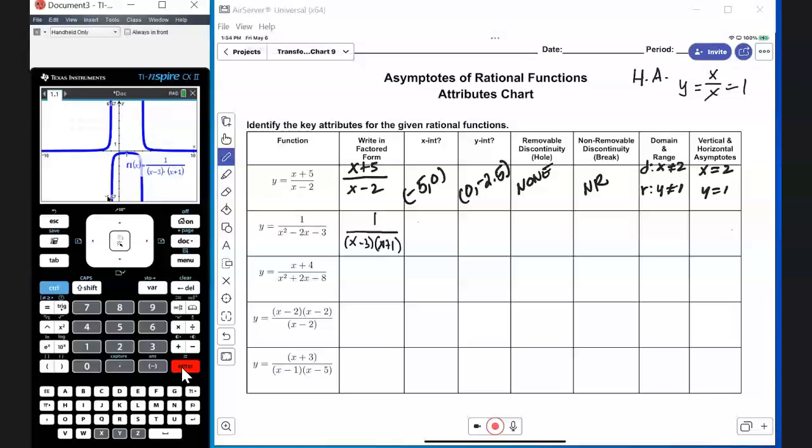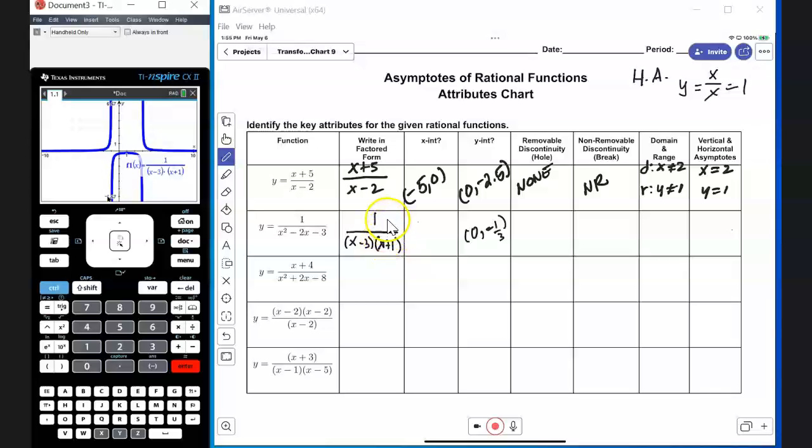And I want you to try to find the y-intercept. What's the y-intercept? 0 what? 0, negative 1? Negative 1/3? Okay. Can I have another person verify that? Is it 0, negative 1/3? Okay.